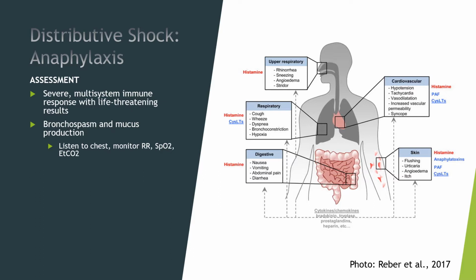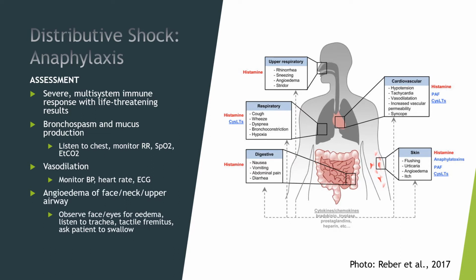We want to monitor their oxygen saturations to make sure that their oxygenation is effective, and we also want to monitor the end-tidal CO2, mainly as a way to keep an eye on their respiratory rate more easily, but it can also show any signs of acid-base disturbances underneath. With regards to the vasodilation, we're going to want to monitor their blood pressure very often, keep an eye on that. We're going to want to monitor their heart rate to make sure they're not too tachycardic, and we want to keep an eye on their ECG as well.